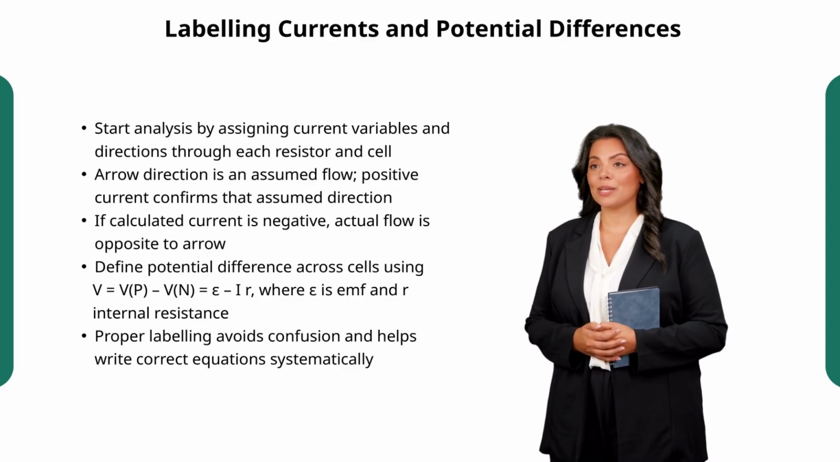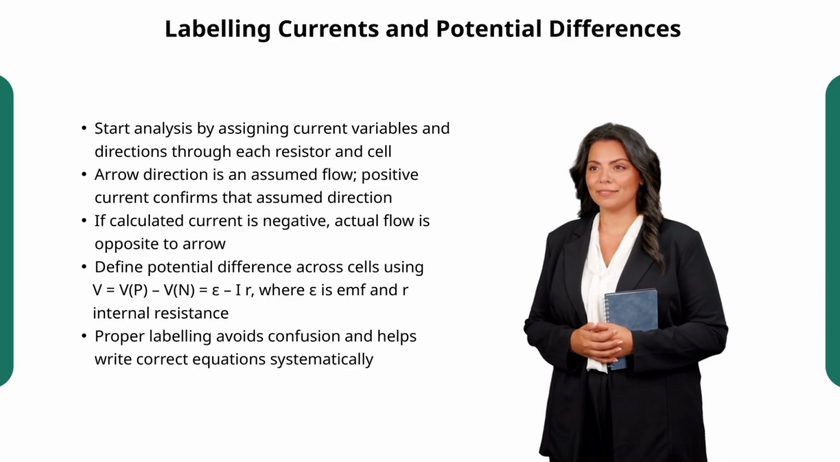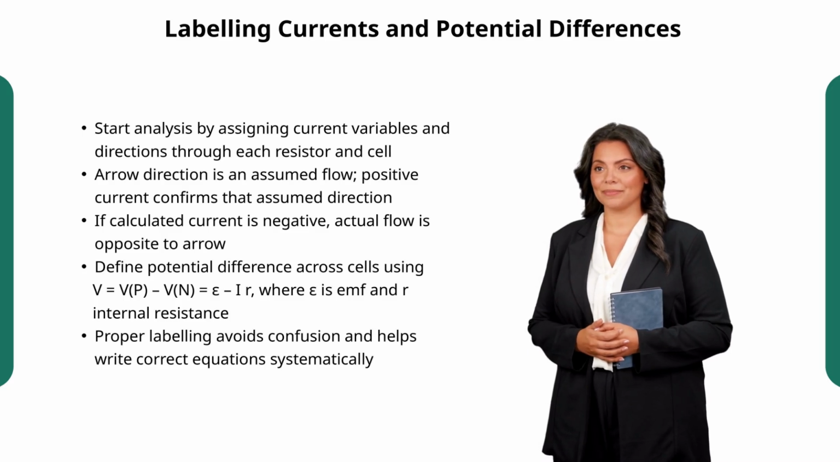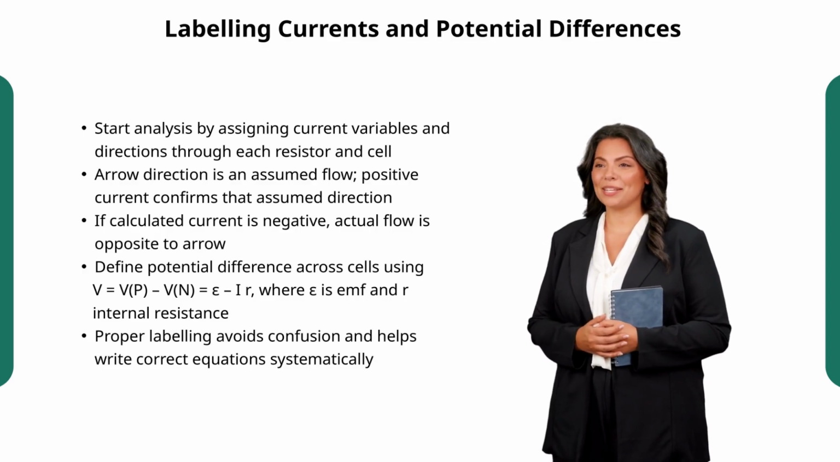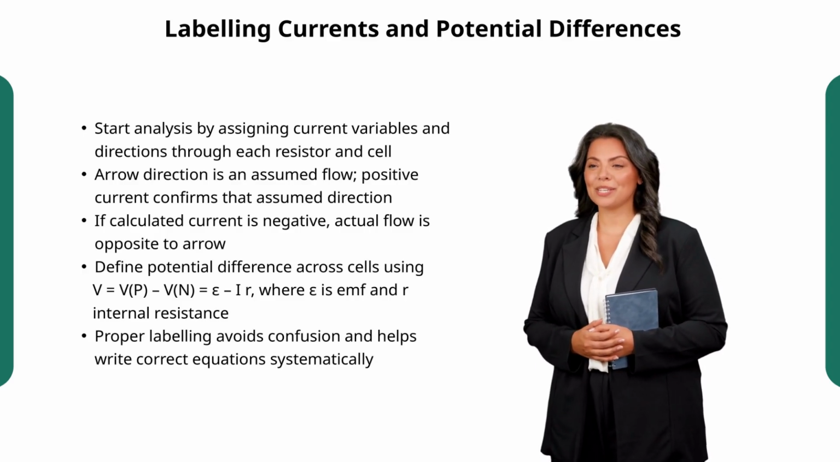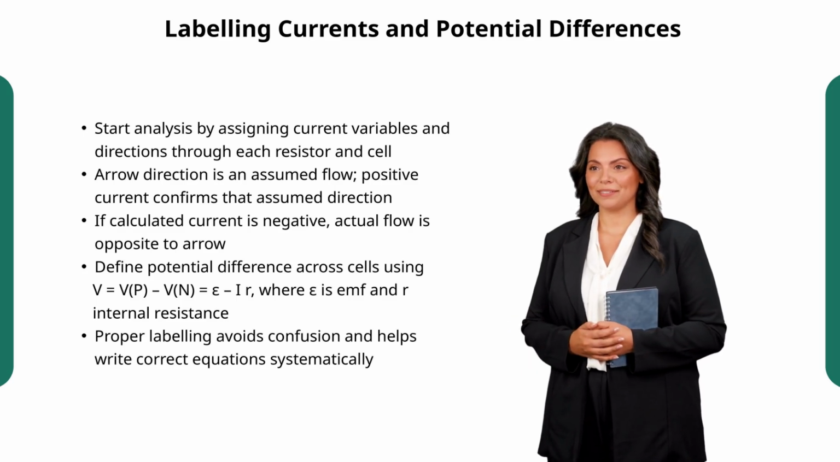If the math shows I is positive, the current truly flows that way. But if I comes out negative, that tells us the current actually flows in the exact opposite direction of our arrow. This is a key idea. Our initial current direction guesses help us write equations, but the final solution reveals the true directions.